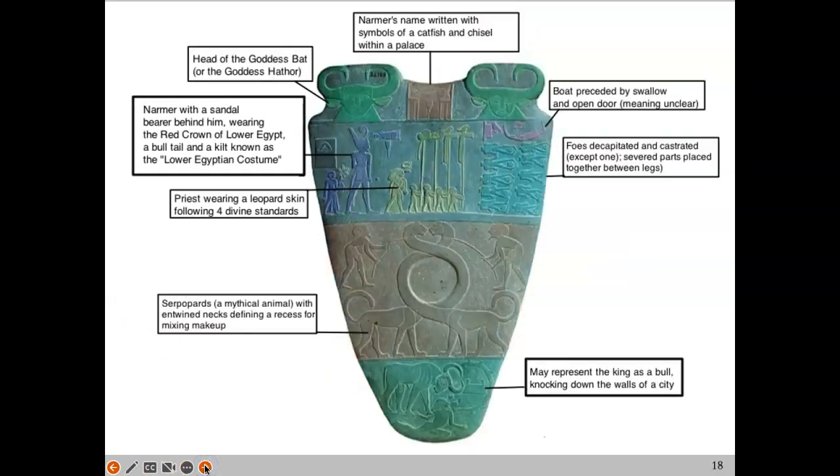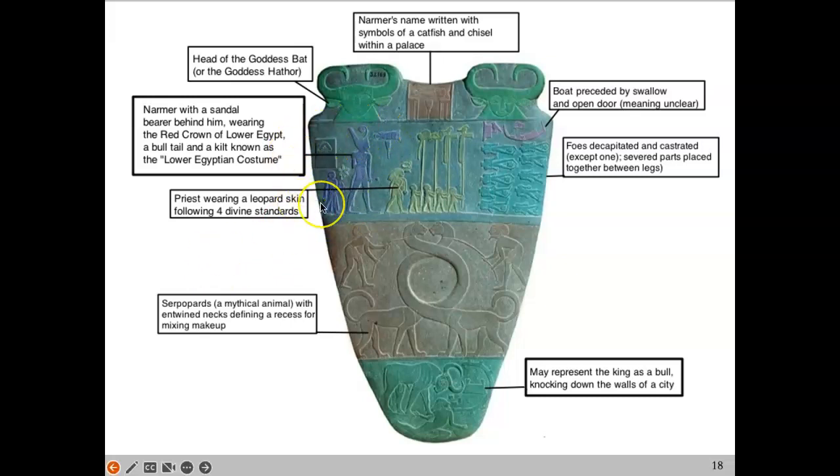If we flip it over and look at the back side, we see that order continued. There are 4 registers this time. And under the top register, which again is the goddess Bat or Hathor, and the hieroglyphs identifying Narmer, we still can see Narmer as the most important figure by hieratic scale. He's larger than everyone else. This time he's wearing the red crown of Lower Egypt. He's wearing the bull tail sash again, but this time he's wearing a kilt that is known as the Lower Egyptian costume.